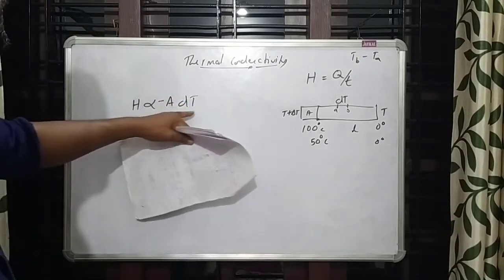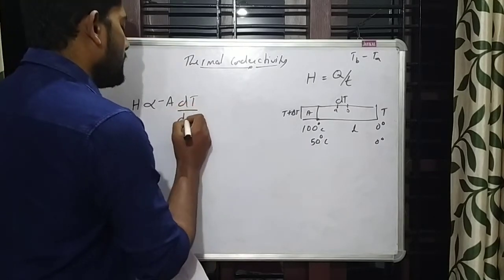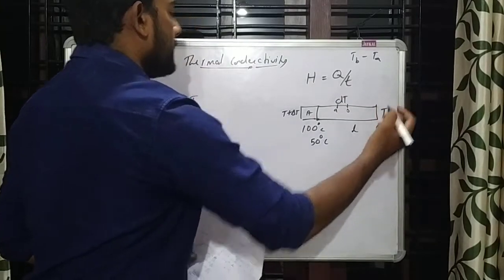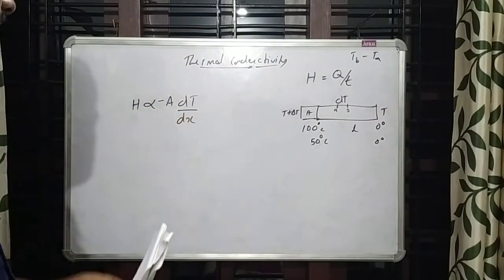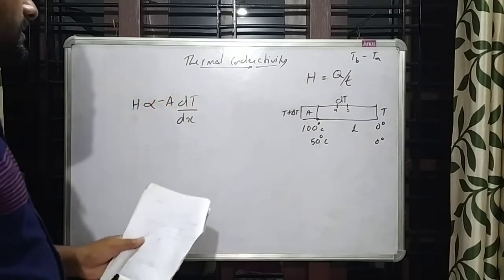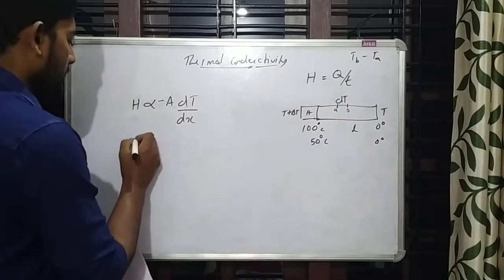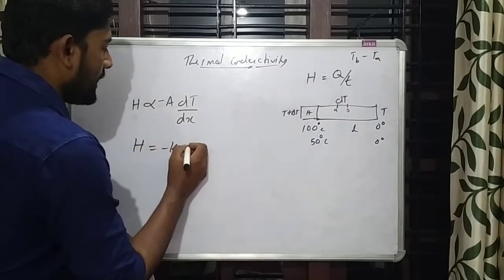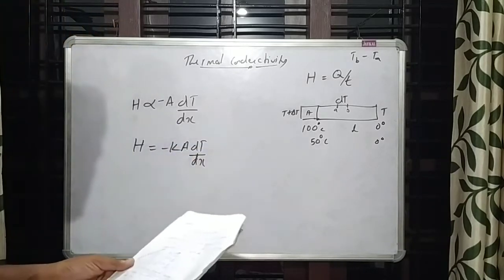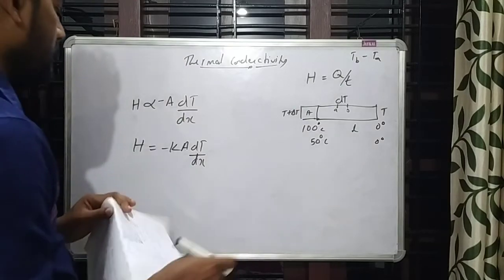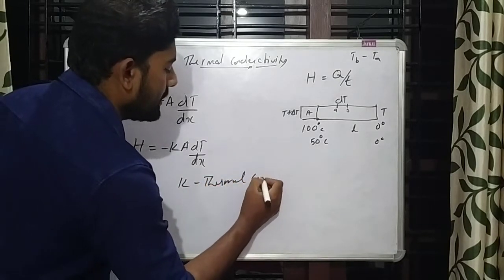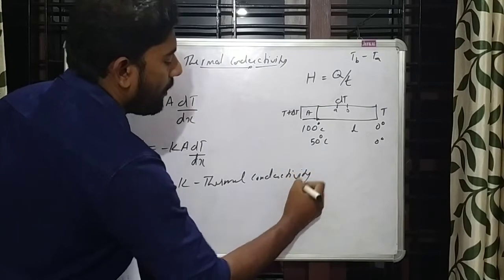The heat transfer is inversely proportional to the distance. If this length is more, then the rate of transfer of heat is less. So H is directly proportional to A and dT and inversely proportional to dx. H is equal to minus K into A into dT by dx. This proportionality constant is known as the thermal conductivity of a material.